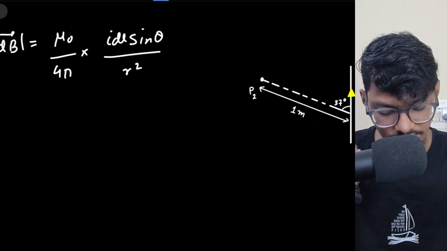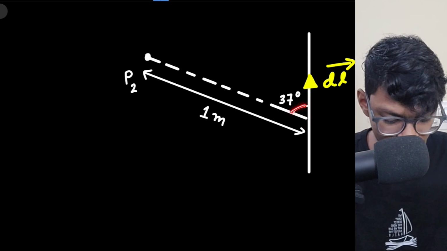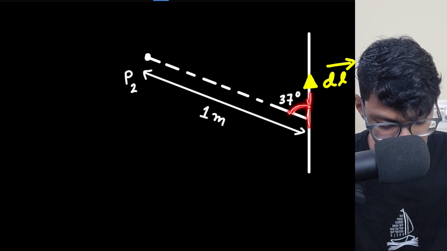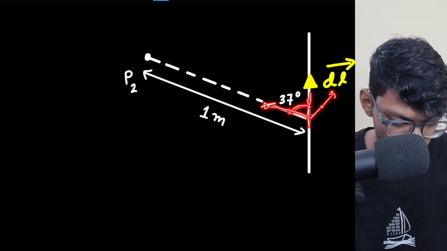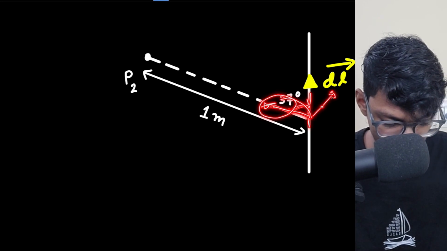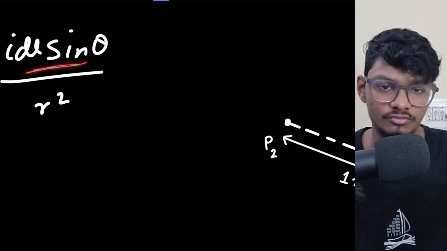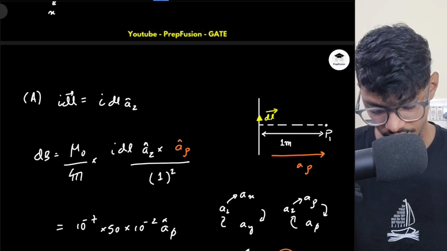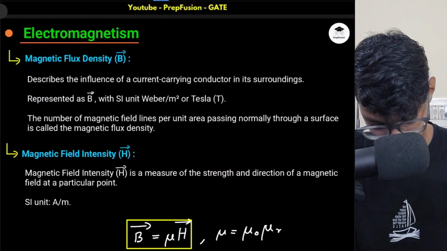The current contributes only due to the perpendicular component and not due to the parallel component. So that's why dl sin theta comes. If I do dl cos theta, it will be along the line, and dl sin theta will be perpendicular. This parallel part will not contribute any magnetic field, only the perpendicular component will. I hope you understand this. I'll just write there also that this sin theta is due to what?